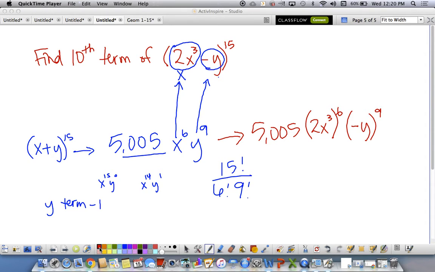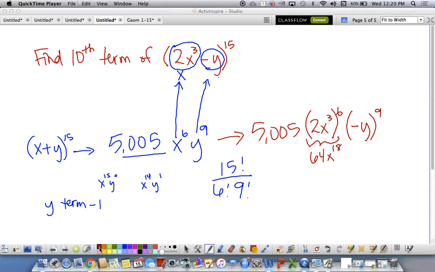So 3 times 6 is 18. And 2 raised to the 6th? I think it's 64. We did that earlier. Yes. So this piece right here is 64 x to the 18th, and then that times 5,005.